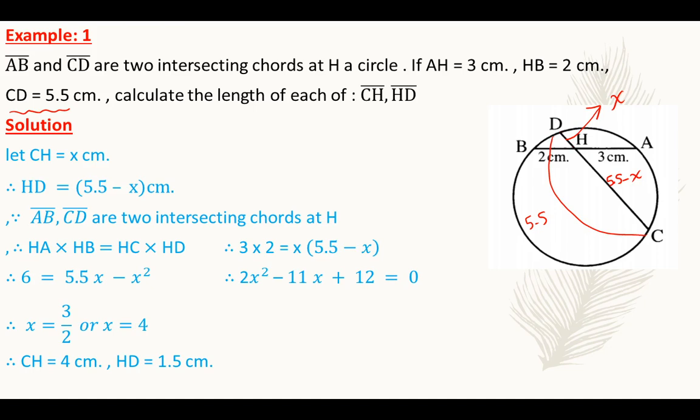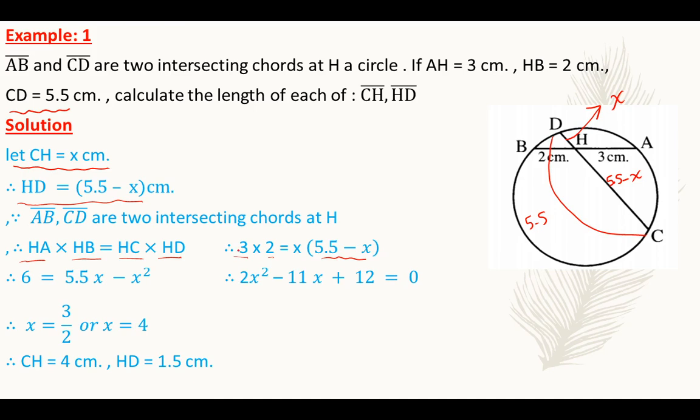Okay, here CH will be equal to x, so HD will be 5.5 minus x. Since AB and CD are two chords intersecting at H, we know that HA multiplied by HB equals HD multiplied by HC. Here HA, its length is 3 centimeters, HB 2 centimeters. HC, its length is 5.5 minus x, multiplied by HD, which is equal to x.